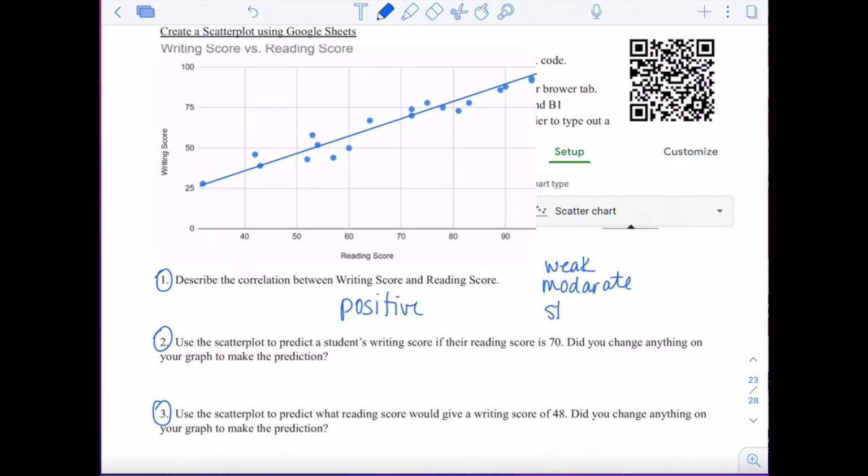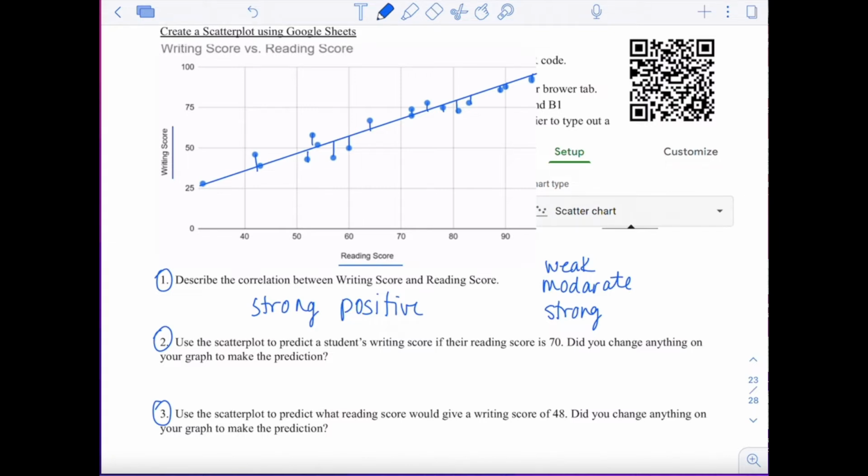or strong. And when I look at this, the way I judge that is by this line that I've estimated. I'm going to look to see how far away the points are from that line. And when I do this, it's actually pretty close. Okay, so I would classify this as a strong positive correlation, meaning as your reading score increases, your writing score increases as well.